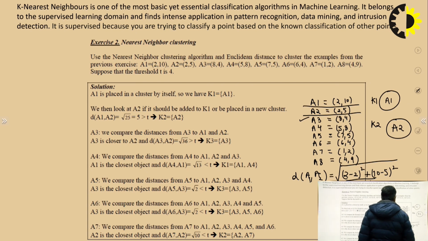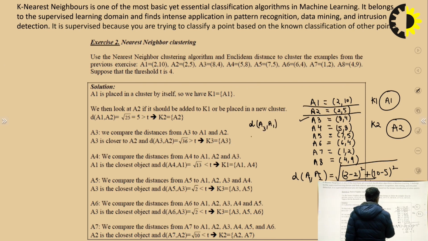So now we calculate the distance of A3 with respect to A1 and the distance of A3 with respect to A2.